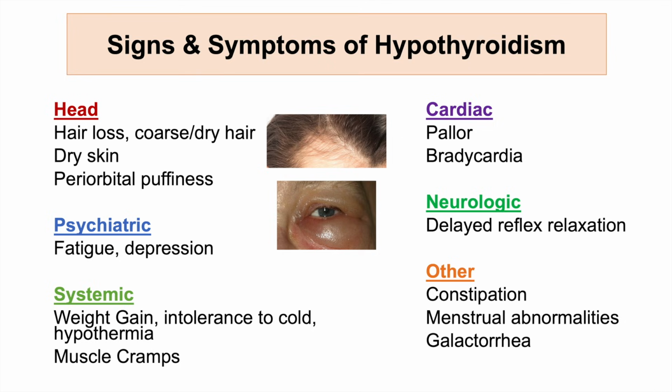And other signs and symptoms of hypothyroidism include constipation, so the GI system is basically slowed down, so they're going to become constipated, they're going to have menstrual abnormalities, and they're also going to have galactorrhea because of the TRH increasing levels of prolactin. We didn't talk about that, but that's just an important thing to recognize.